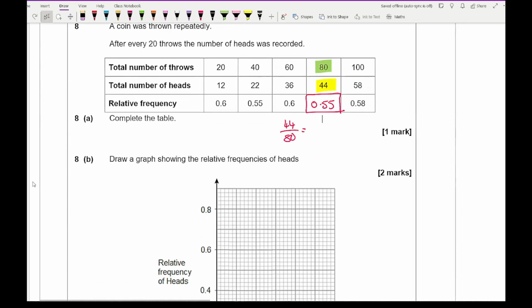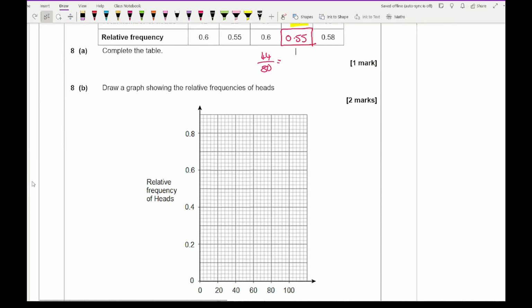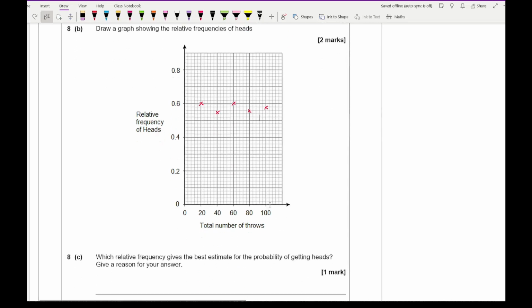Then all that's left for me to do for B is to plot these values. So if I just zoom out a little bit so I can see the table and the values, I can just about see them there. So at 20, it's at 0.6, which is here. At 40, it's at 0.55, which is roughly around about there. For 60, it's at 0.6. And for 80, it's at 0.55, and for 100 it's at 0.58, which is about there. Now we don't need to join those points up, we just need to generally know whereabouts it comes about, so I'd say that will be fine in terms of the plotting.